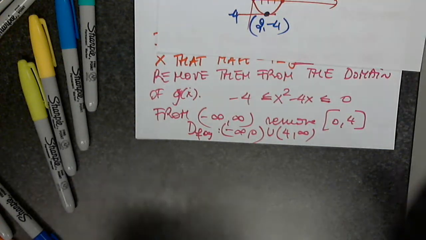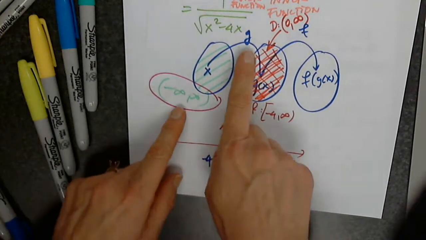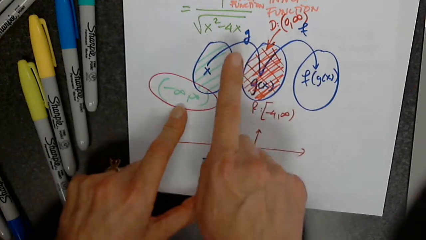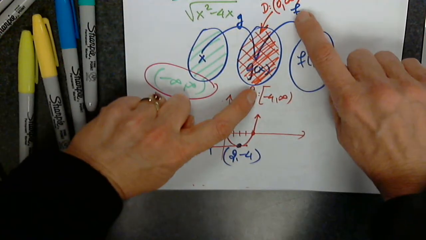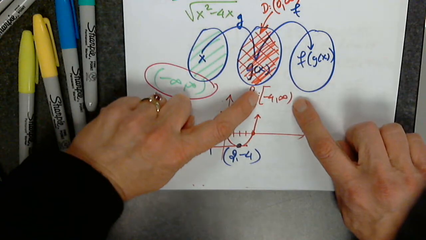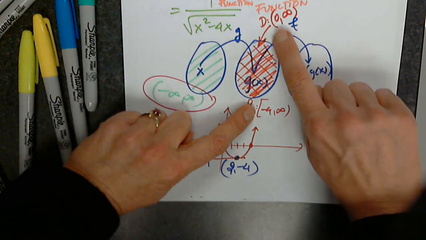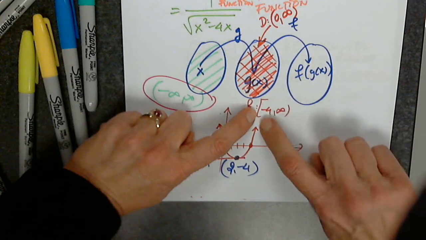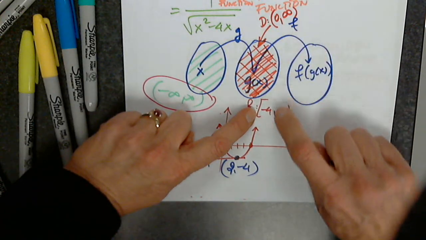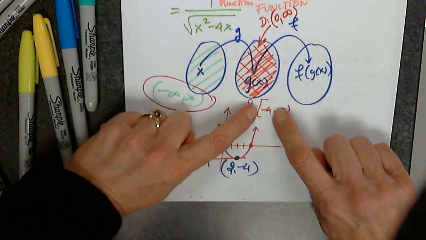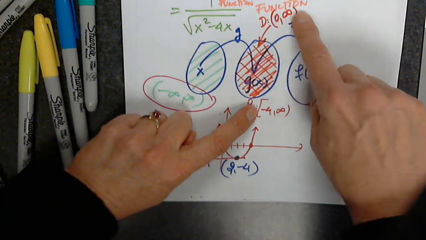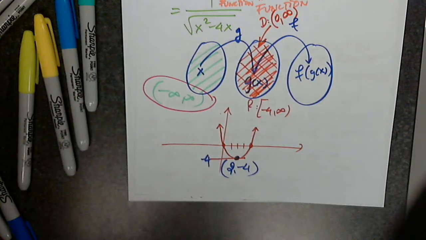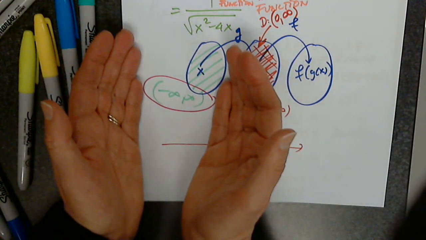So you understand the problem here is that g brings these values. But then I have to apply f to these values, but I can't. Not to all of them. Because the domain of f is 0 to infinity. I cannot apply f to values between negative 4 and 0. If g would bring here only 0 to infinity, the whole thing is fine. And this is the domain of the function composition.